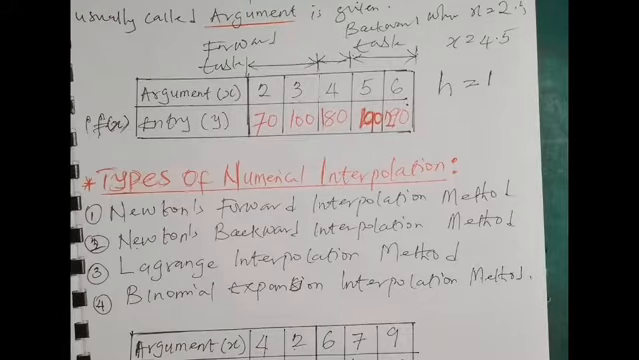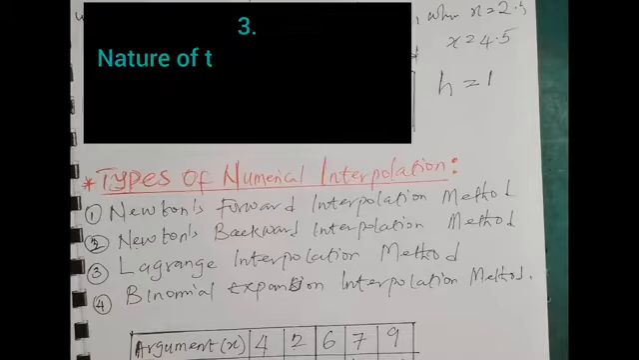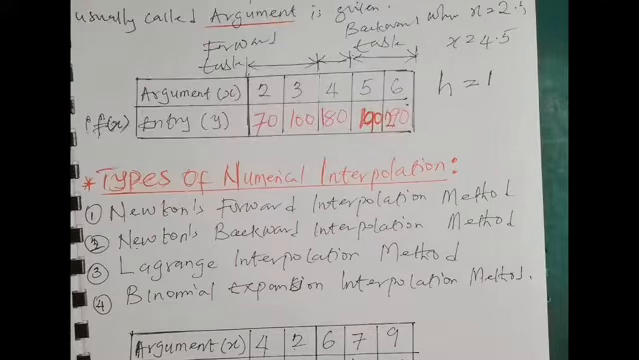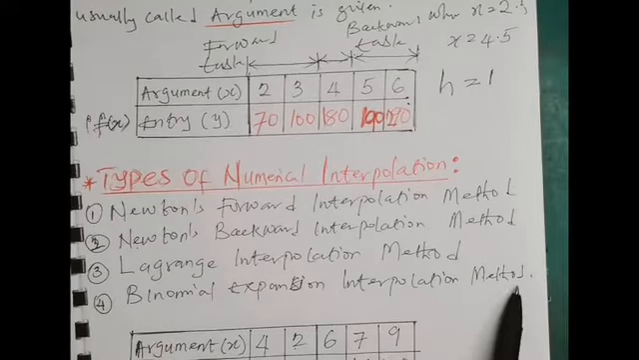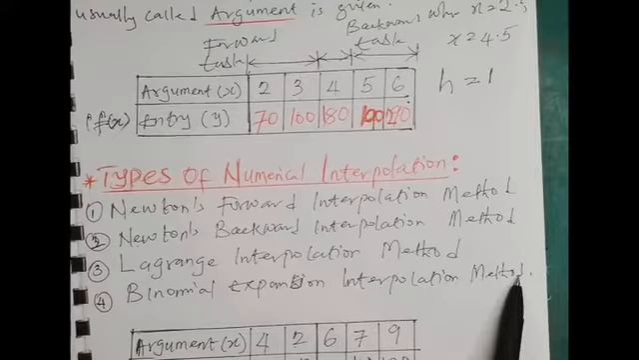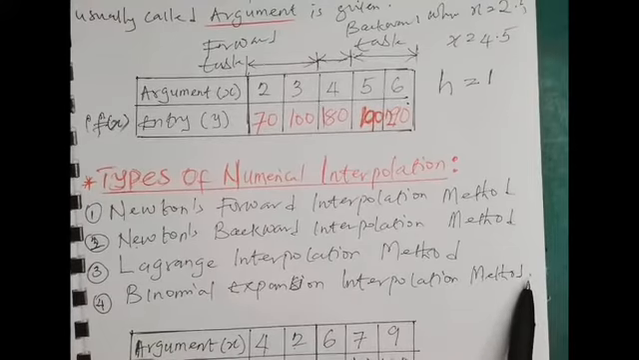Now, another thing to pay attention to, which is the final thing I'm going to talk about here, is the value of the entry. If there are missing values at the entry, then the only method you can employ is the binomial expansion interpolation method. When there are missing values at the entry, the only method to employ is the binomial expansion interpolation method.